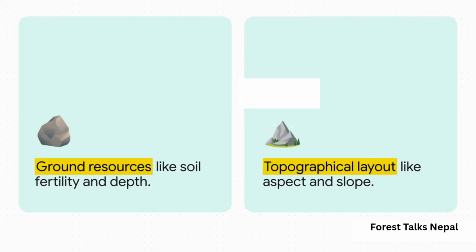And this brilliantly illustrates the dynamic at play at ground zero. It's like a giant puzzle. On one side, you've got your ground resources, soil fertility and depth. This is where the nutrients and water are physically stored. On the other side, you've got the topographical layout: the aspect, which just means the direction the land faces, and the physical tilt or slope of the terrain. The slope dictates water runoff, while the aspect dictates how much direct sunlight those trees are going to get. You literally need both the underground nutrients and the correct physical orientation to establish the baseline health of the trees.